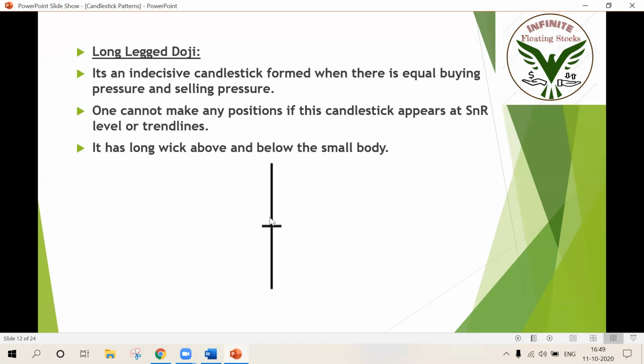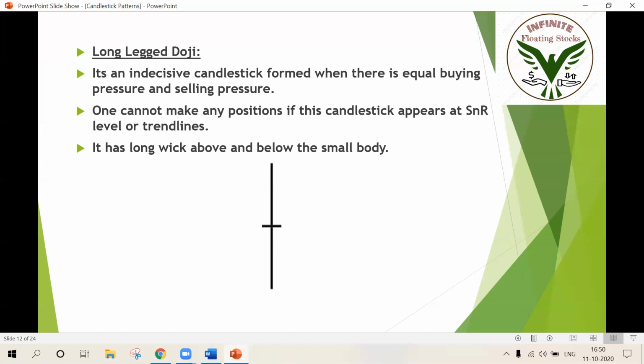It has a long wick above and below the body. See, this is a body without any color. If the body is at the top, that means the candlestick pattern is a dragonfly, so we can expect the price to move upward. If the body is towards the bottom, then such a candlestick pattern is called a gravestone. Remember graveyard: we are digging, we are pressing the earth downward.